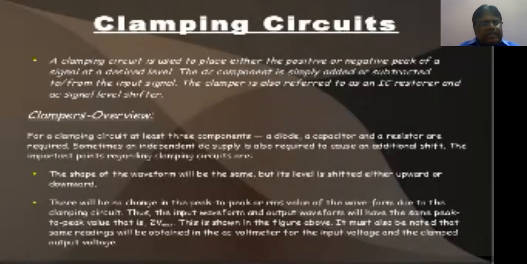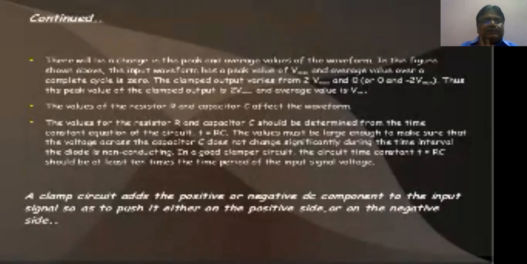Next point. There will be no change in the peak to peak or RMS value of the waveform due to the clamping circuit. Thus, the input waveform and the output waveform will have the same peak to peak value, that is 2 Vmax. This is shown in the figure above. It must also be noted that the same readings will be obtained in the AC voltmeter for the input voltage and the clamped output voltage.